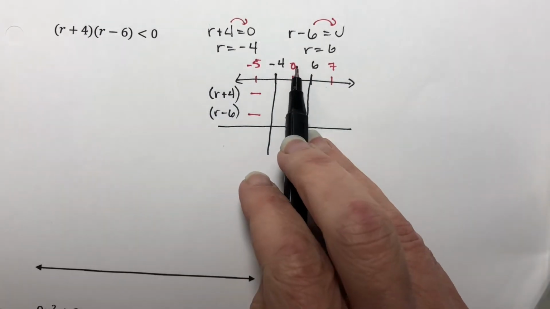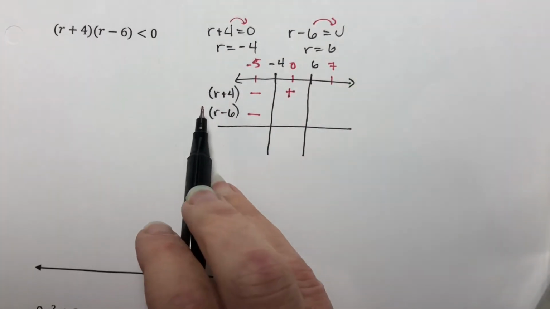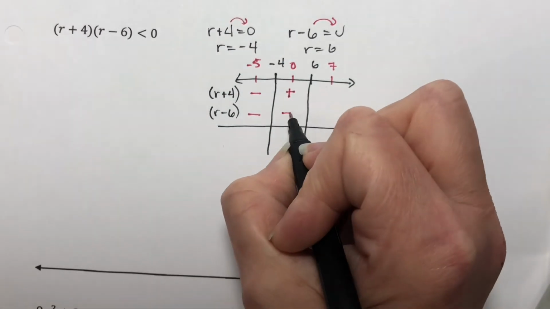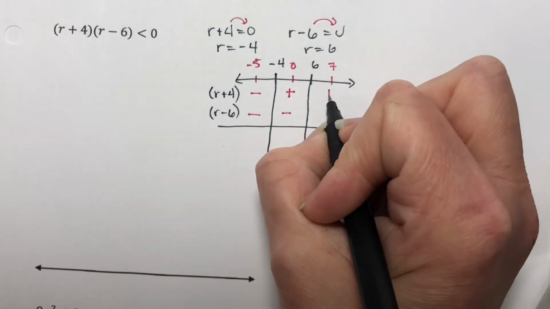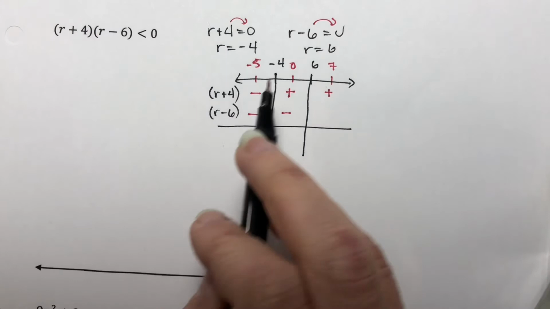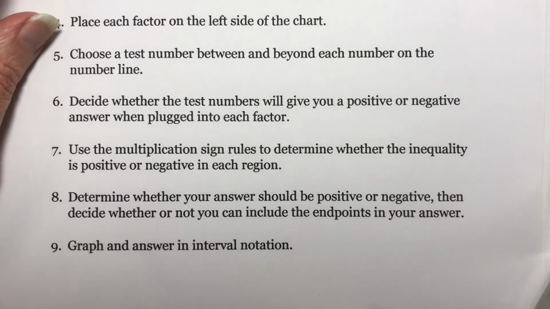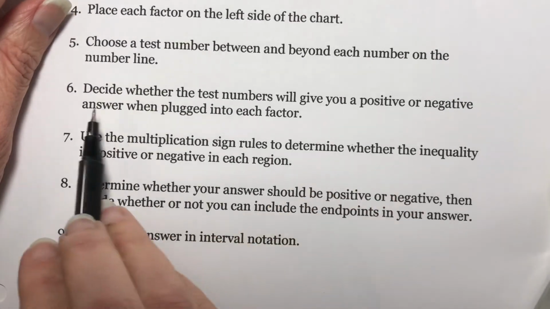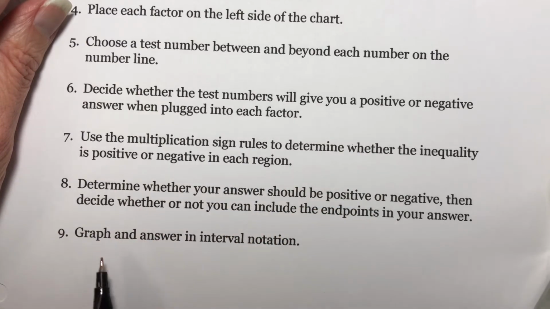Now do this with 0. 0 plus 4 is positive. 0 minus 6 is negative. 7 plus 4 is positive. 7 minus 6 is positive. Okay? All right, so what we've done here is we've plugged those numbers in and decided whether we get a positive or negative for each one.